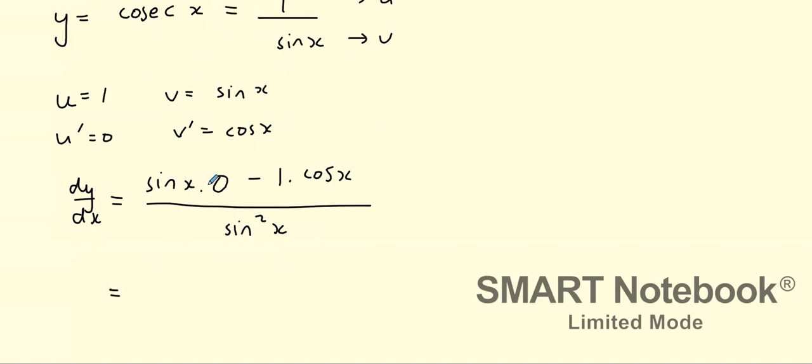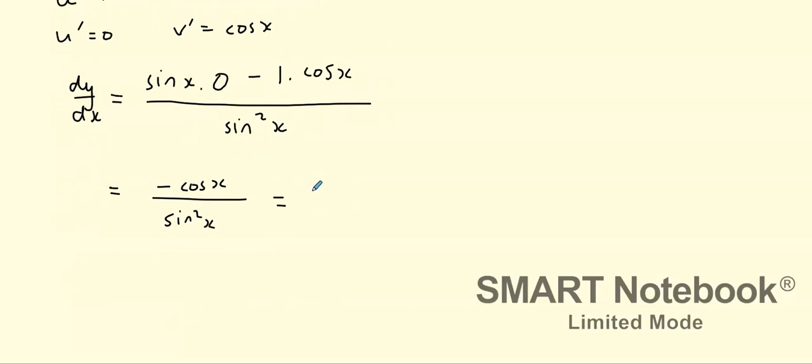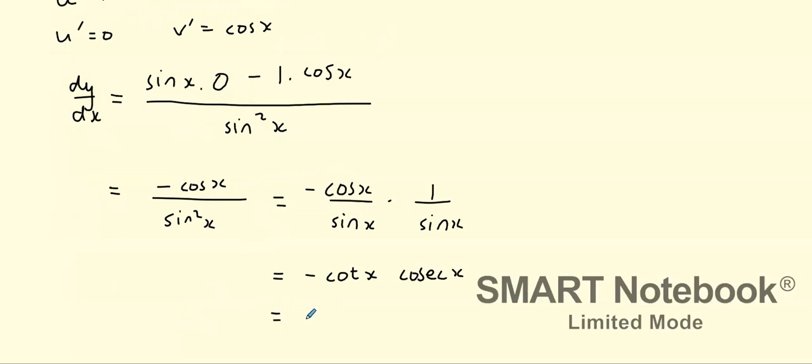Now, this obviously, anything times by 0 is going to disappear. I'm left with minus cos x over sine squared x, which I can write as minus cos x over sine x times by 1 over sine x. So I could have got minus cot x cosec x. Or we could have said it is minus cosec x cot x.